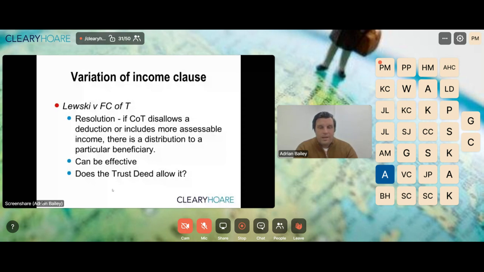However, the court was clear in that the trust deed needs to allow these sorts of resolutions. So we need a wide power to draft resolutions and to make resolutions. So it is something that we can consider for clients and we can implement for clients as a bit of a catch-all. However, we obviously, as usual, need to go back and read the deed.